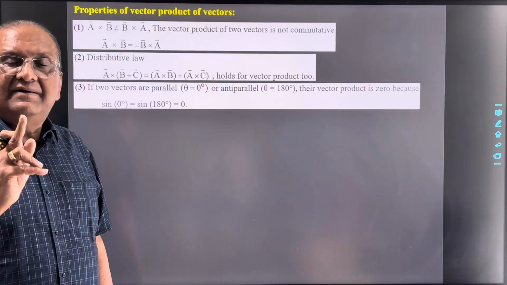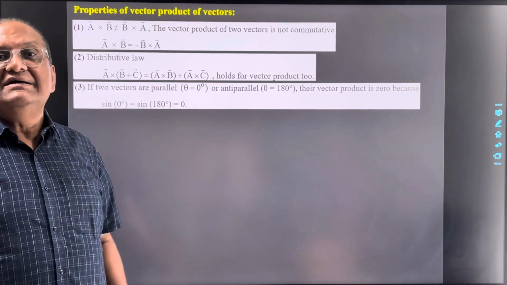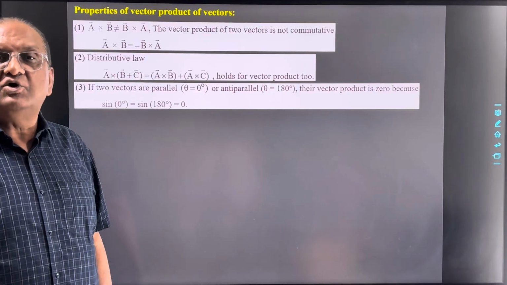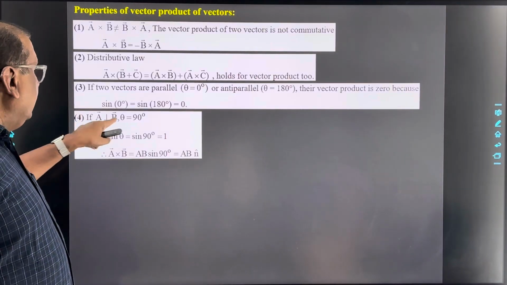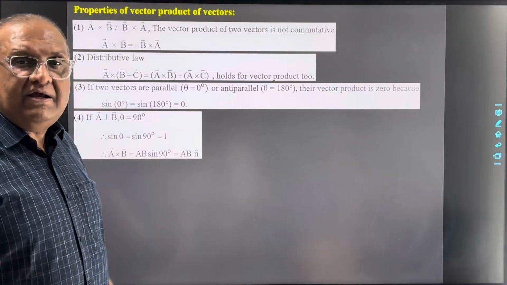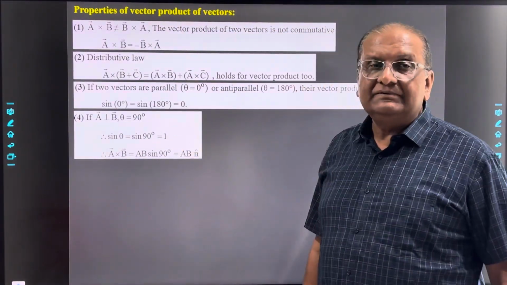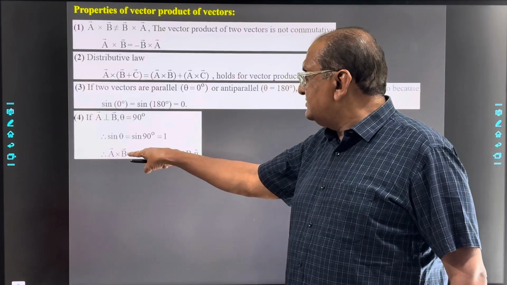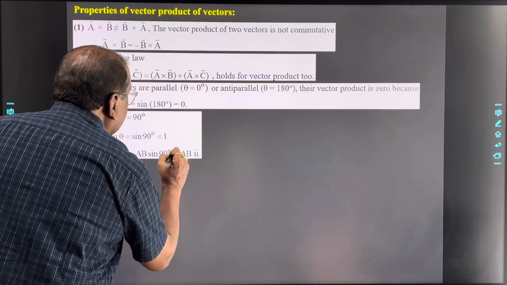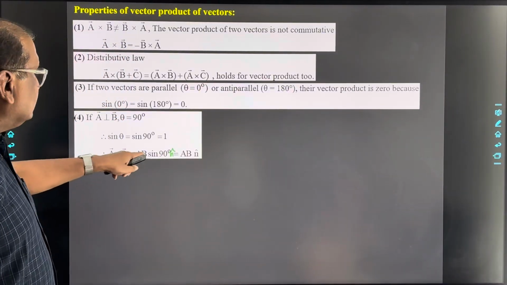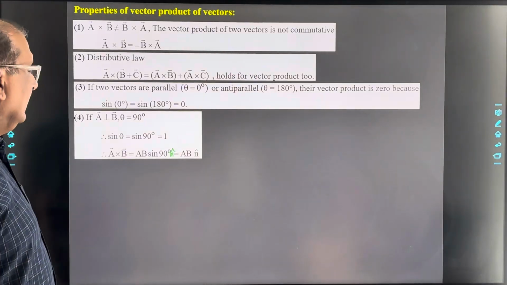And remember this thing, when two vectors are perpendicular to each other, their dot product is 0. This thing is very important in problem solving as well as MCQ solving. Now if A and B vectors are perpendicular to each other, then sine theta is sine 90, that is 1. So A cross B is A B sine 90 n caret. So simply we can write sine 90 is 1, so this is equal to A B n caret.